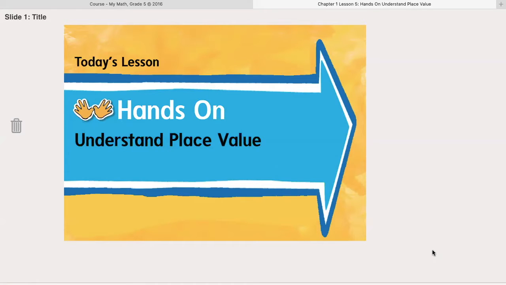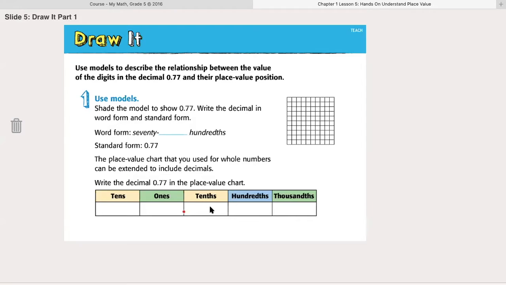Good morning, fifth grade. Today we are in lesson 5 on page 37, and we are getting an understanding of place value in a hands-on way. Let's go to draw it. Draw it. Use models to describe the relationship between the value of the digits in the decimal 0.77 and their place value position. Number 1, use models. Shade the model to show 0.77. Write the decimal in word form and standard form.